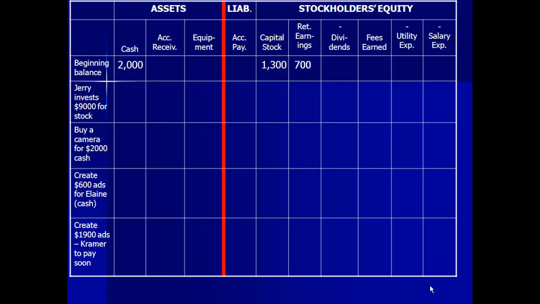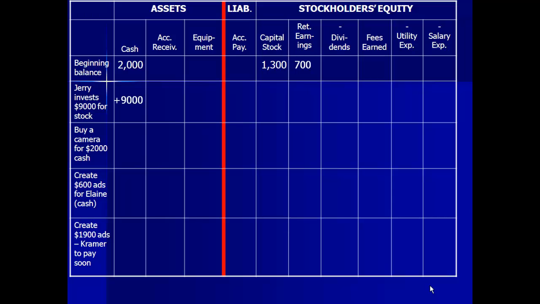All right, now we're going to analyze transactions. Jerry gives the business $9,000 cash, and the business gives Jerry shares of stock. We are the business, that's important. What do I have more of now? What did he give me? Cash. I have more cash.